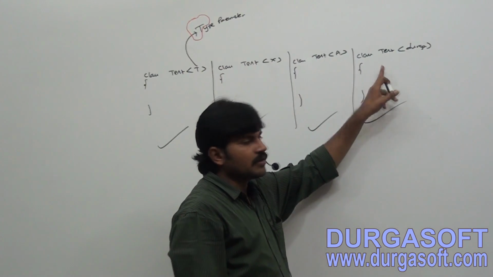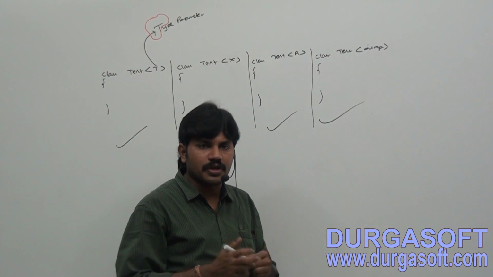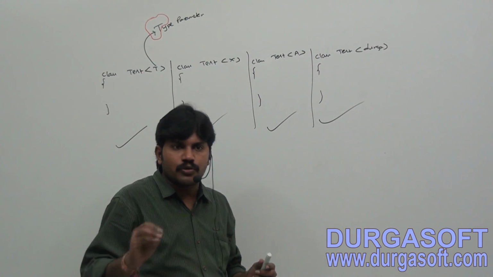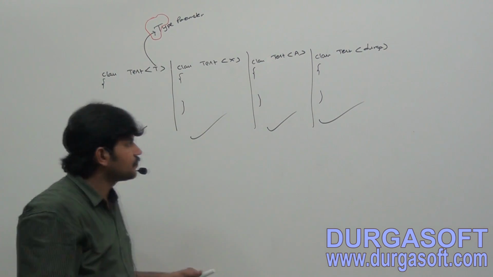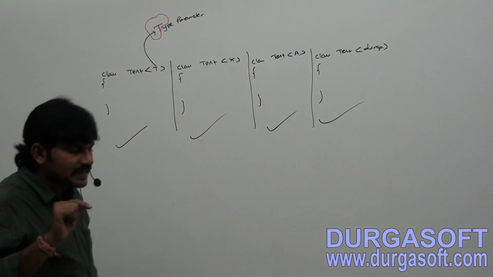Wherever Durga is there, replace it with our provided type. So any valid Java identifier we can use, but it is convention to use a T. Okay, this is the first point. And the second point: the type parameter T.